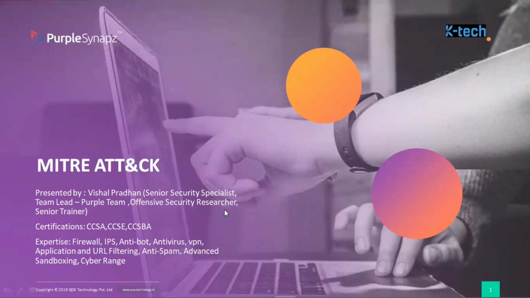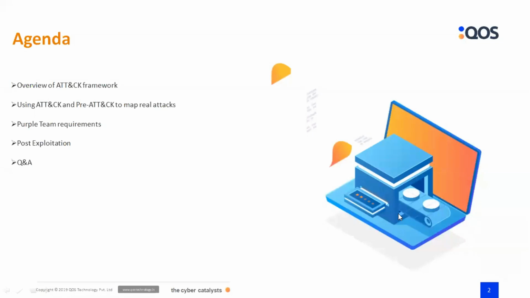Fine, let's get started. So this is our agenda for today. We'll be understanding an overview of the ATT&CK framework and how to use that framework to map real world attacks, and also the purple team requirements. Why is this required? I'll explain it in general. Then post exploitation, where I'll be showing you the demo. I'll take the Q&As at the end of the session, maybe 5 to 10 minutes.